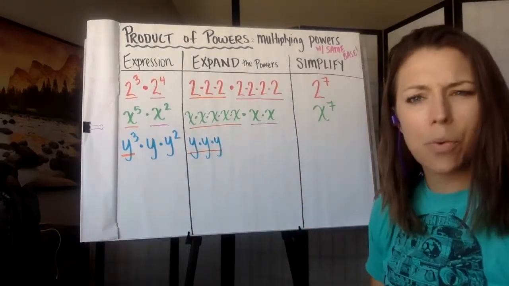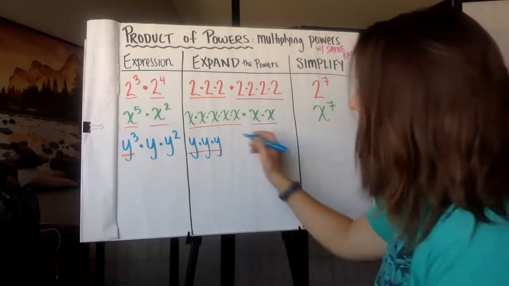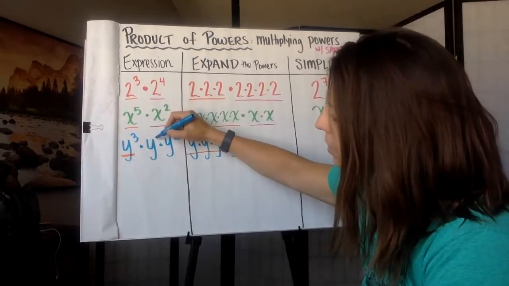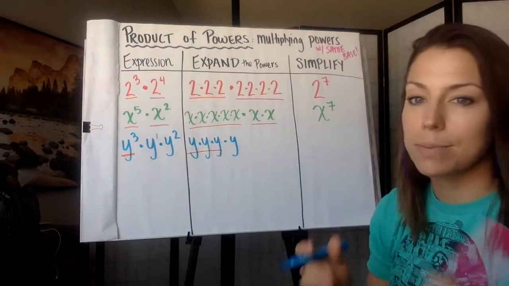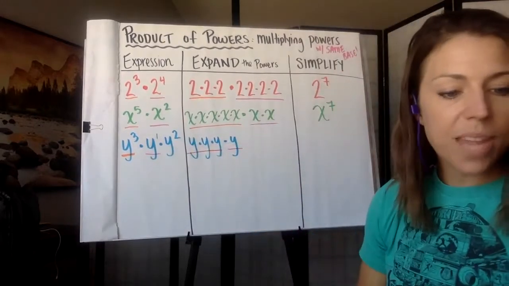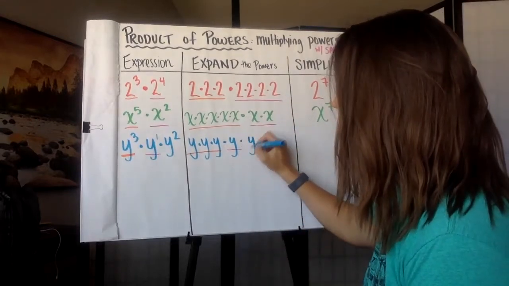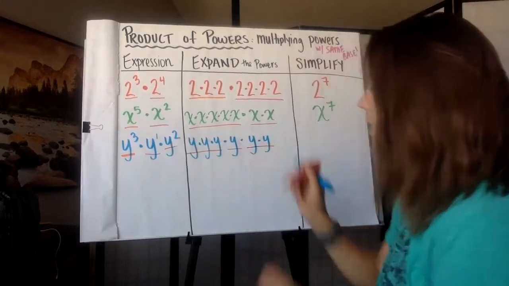Now, what about that second y? Should we include that? Of course we should include that, right? That's just a single y. In fact, y by itself could also be written as y to the first power. Sometimes you'll see that in math. So there's our second power. And then our third power times y squared means y times y. Y squared is y times y.